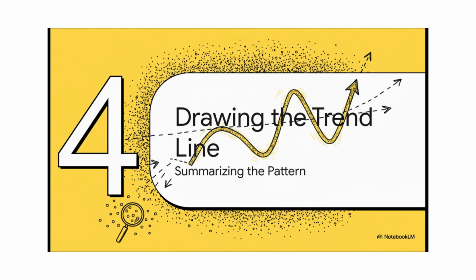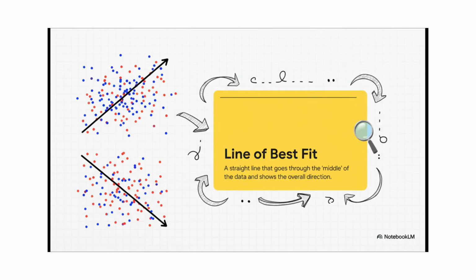Okay, let's add another tool to our detective kit. Now that we can spot a pattern, we need a simple way to summarize it, to basically boil down that whole data cloud into one single, simple line. This is called the line of best fit, or you can just call it a trend line. It's really just a straight line that we draw right through the middle of our scatter plot. It's not supposed to hit every single dot, but it should capture the overall vibe, the general direction of the data, whether it's sloping up or sloping down.